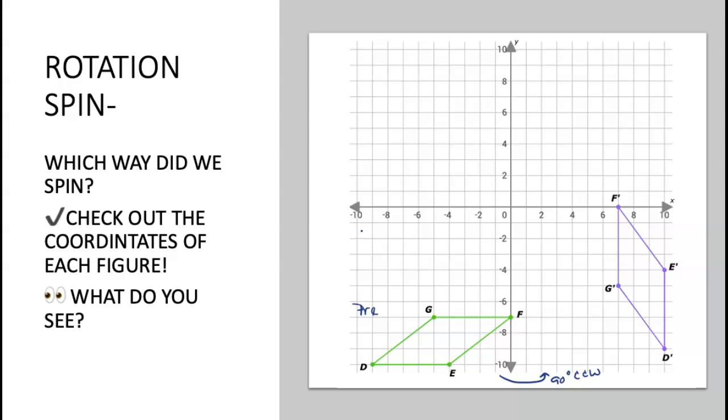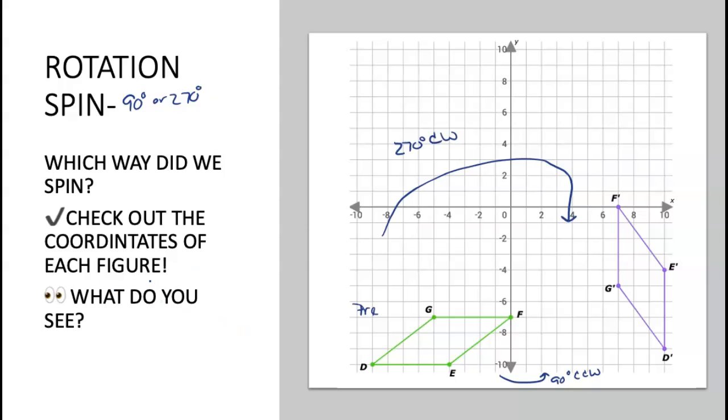Or I could say I went 1, 2, 3. That would be 90, 180, 270 degrees clockwise. They're going to be the same. It just depends on which direction you need to move. And I'm going to put over here that this could be 90 degrees or this can be 270 degrees.